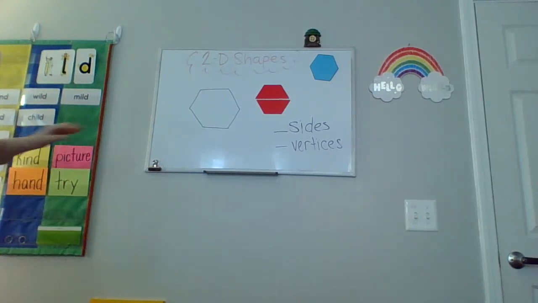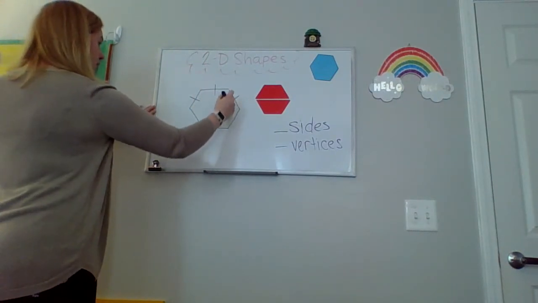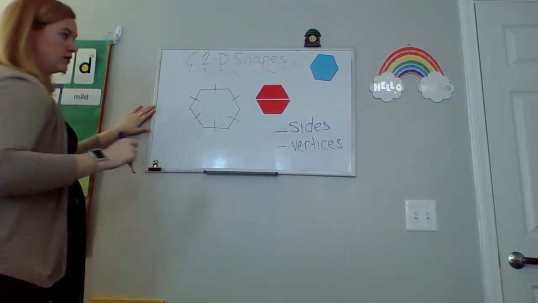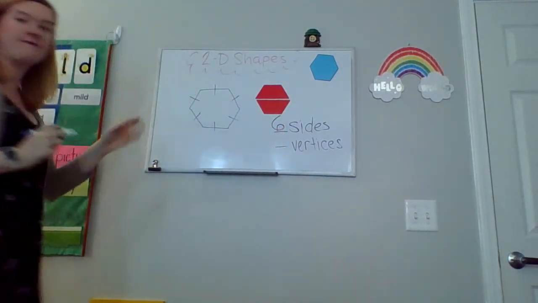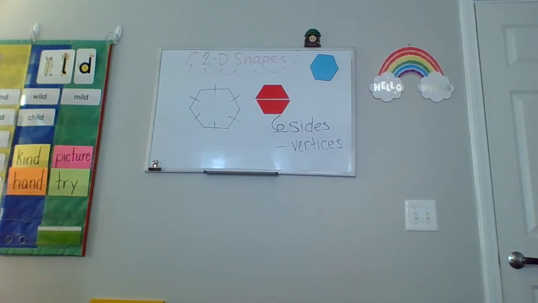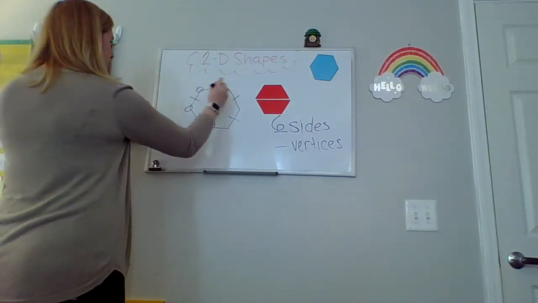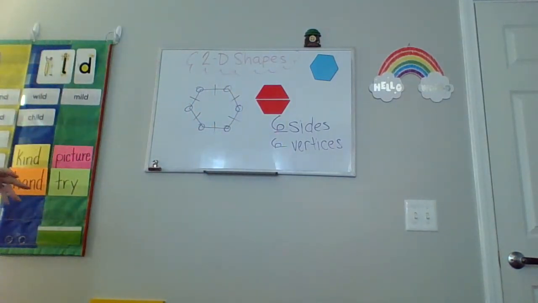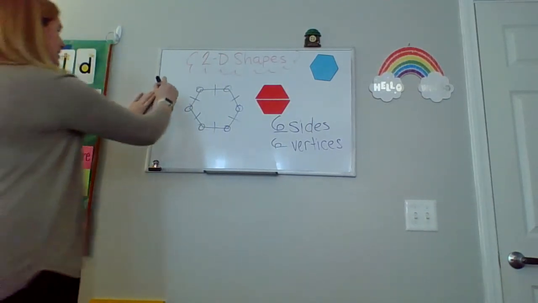5. 1, 2, 3, 4, 5. 6. 6 sides. How many vertices does it have? Cameron. 6. 6 vertices. 1, 2, 3, 4, 5, 6 vertices. Now, what's the name of this shape? Do you remember? What's the name of this shape? Gage. Hexagon. Hexagon. Good job.